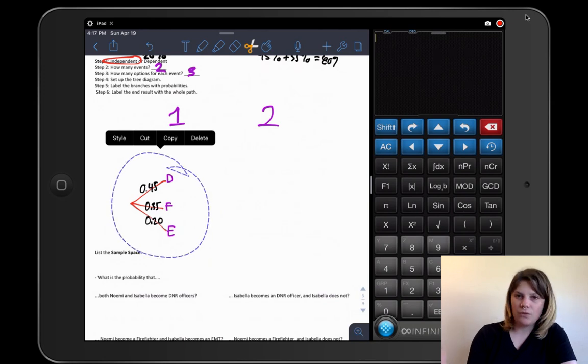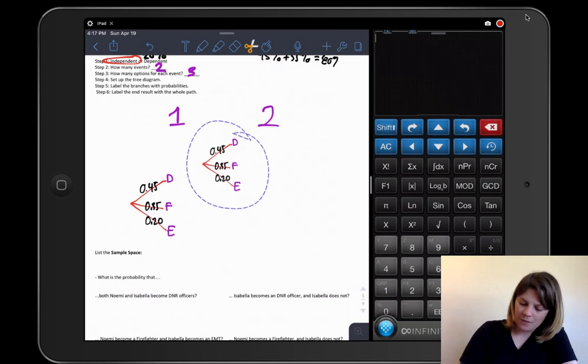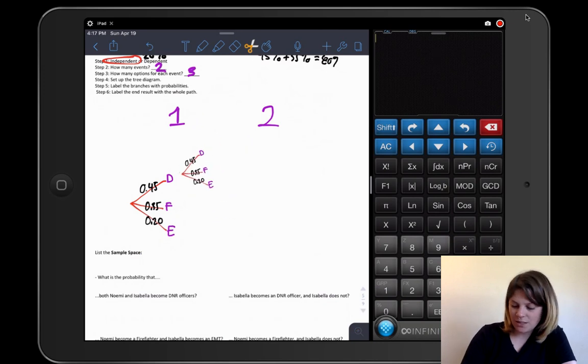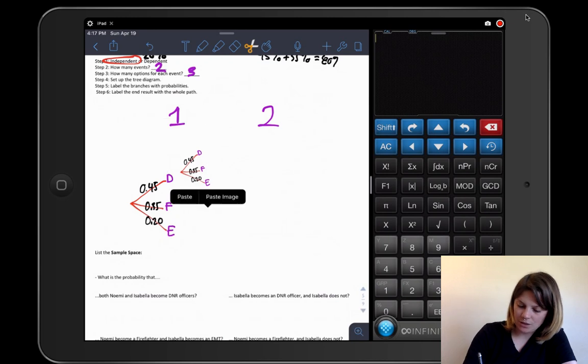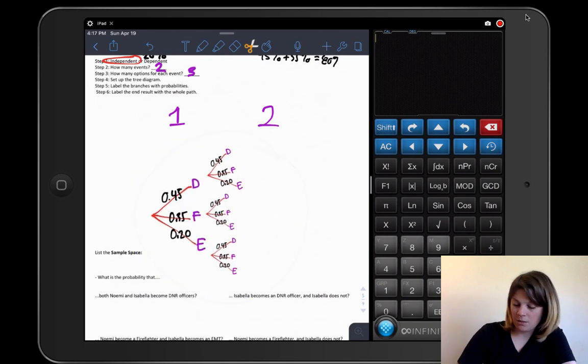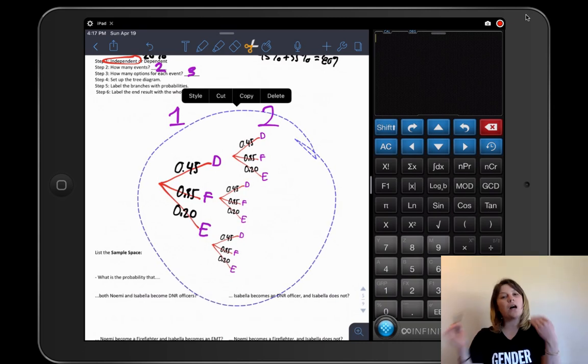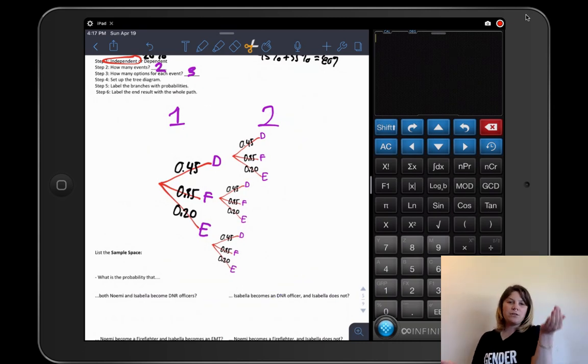But if you run into a scenario where you're running out of space, something that I do often is make the tree diagram, the branches, smaller, like this at first. And then I can make it bigger again, like that.